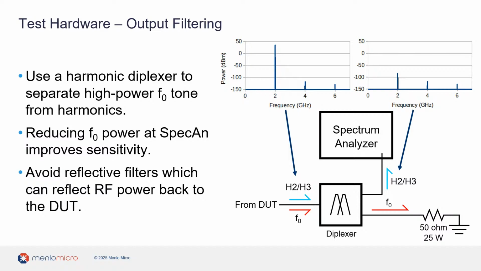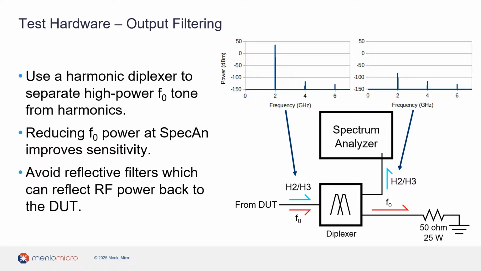For measuring the harmonics of a passive device, we recommend a diplexer to separate the principal frequency from the second and third harmonic. This is because it will not attenuate the second and third harmonics very much, while still having enough rejection of the high power principal frequency to give good sensitivity at the spectrum analyzer.